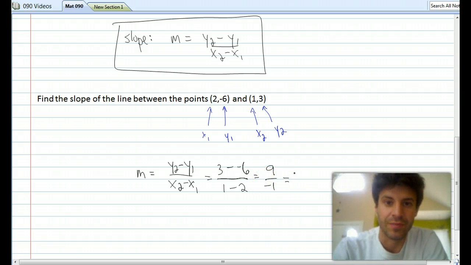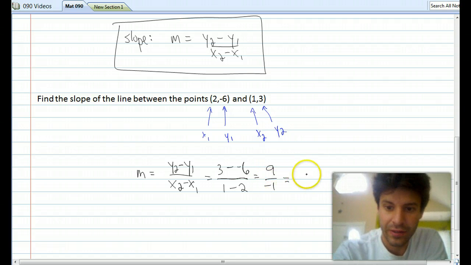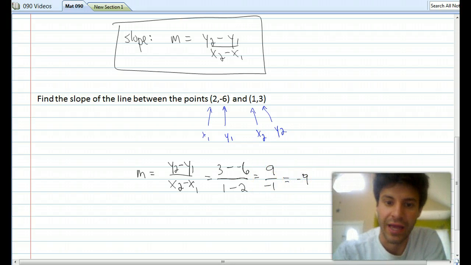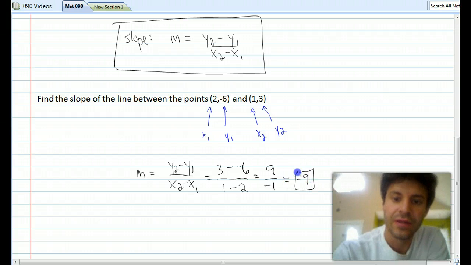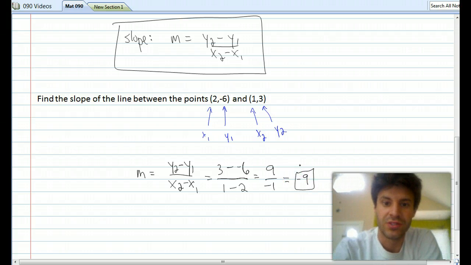So what is 9 divided by negative 1? Well, 9 divided by 1 is just 9, and the fact that there's one negative either in the numerator or the denominator means you can just call that a negative 9, and that's the answer. The slope of the line between the points (2, -6) and (1, 3) is -9. Let's take a look at the graph and see what that slope looks like.